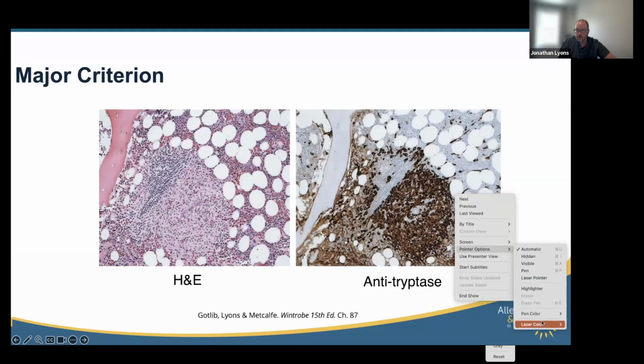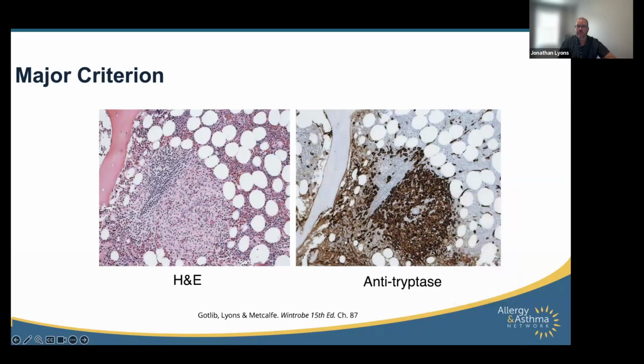Those would be considered spindle shaped.